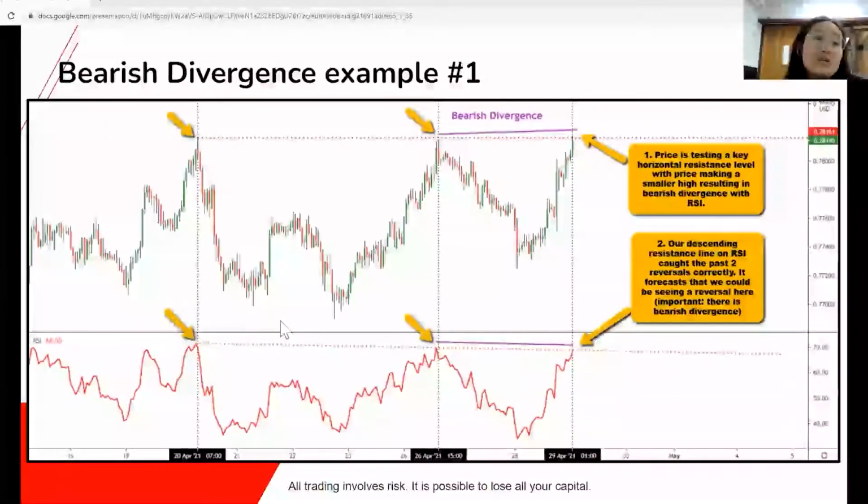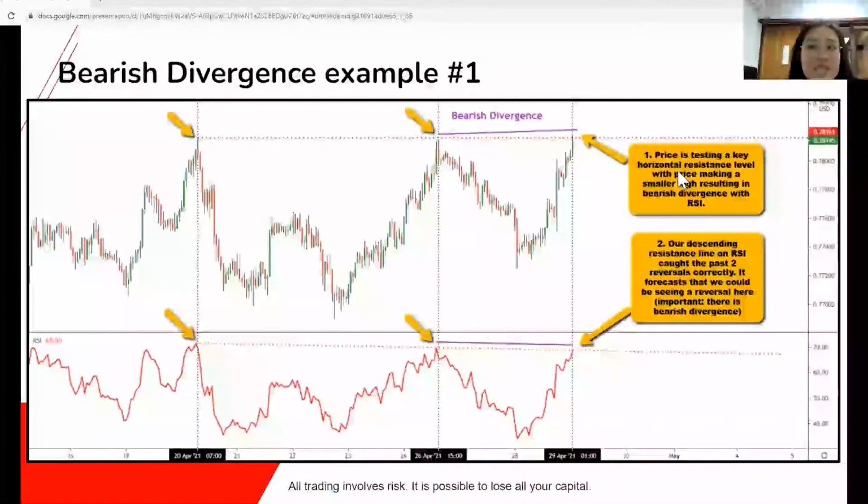Here if we take a look at our price chart first, you can see that we have a resistance, right? A horizontal swing high resistance with two swing highs at the 0.78145 level. But if we take a look at our RSI, we can see on this red dotted line, it's actually not horizontal and it's a descending line.